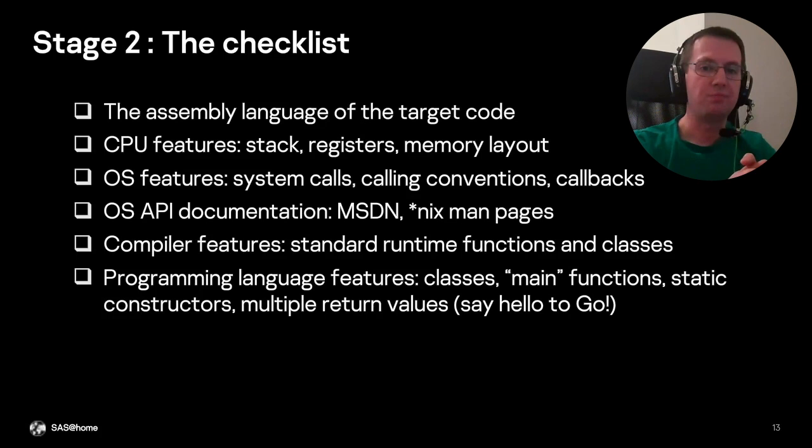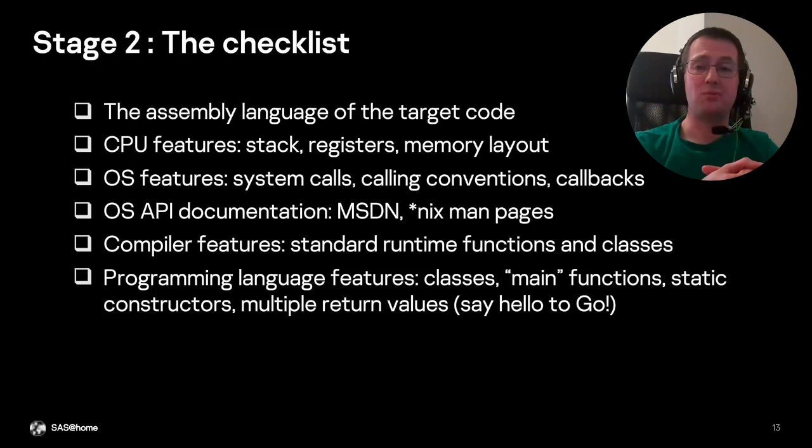It's always good to have the documentation on the APIs of the operating system. It's really wonderful that you can download the MSDN docs in Markdown. There is a GitHub called Microsoft Docs, and there are man pages for Linux and BSD and other Unixes, obviously. It's good to have those at hand.